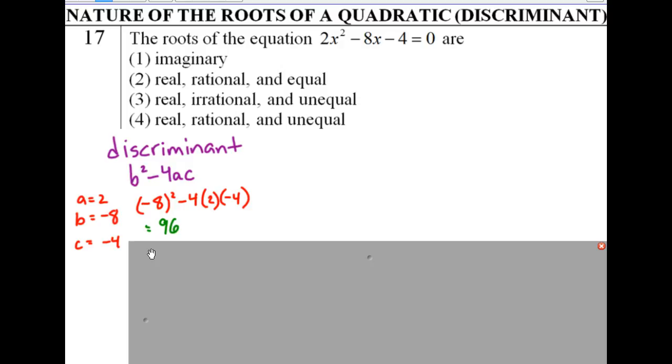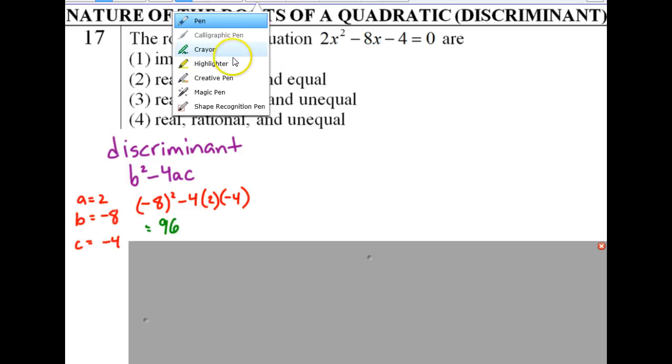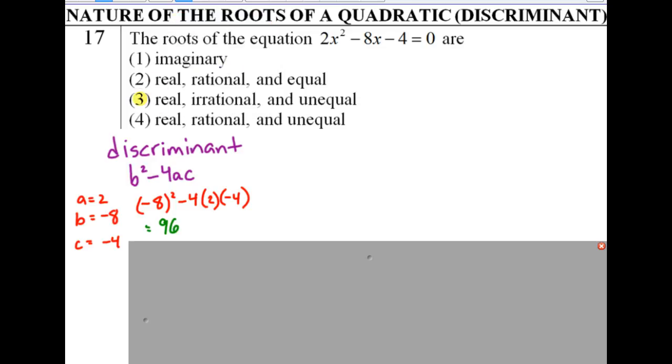So if you did do the square root of 96, would you get an imaginary number? No. Would you get a rational number? No, because that would be if you had a perfect square under the square root, you'd get a rational number. So it's got to be choice 3, irrational number. All right. We'll just put a little dot on that one. It's got to be choice 3. Great. Next one.